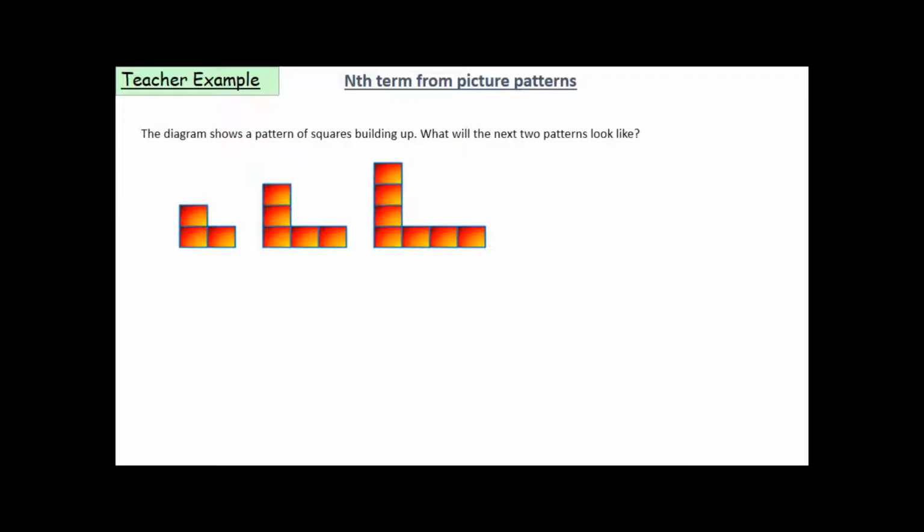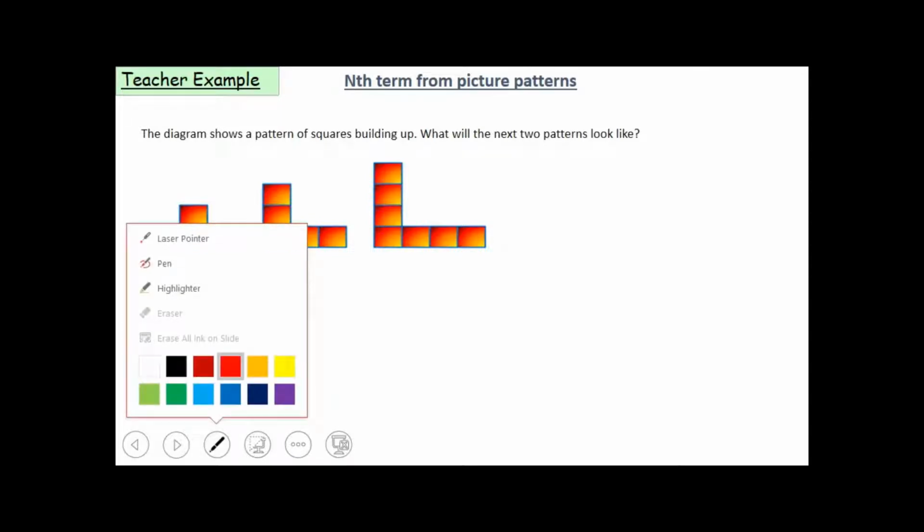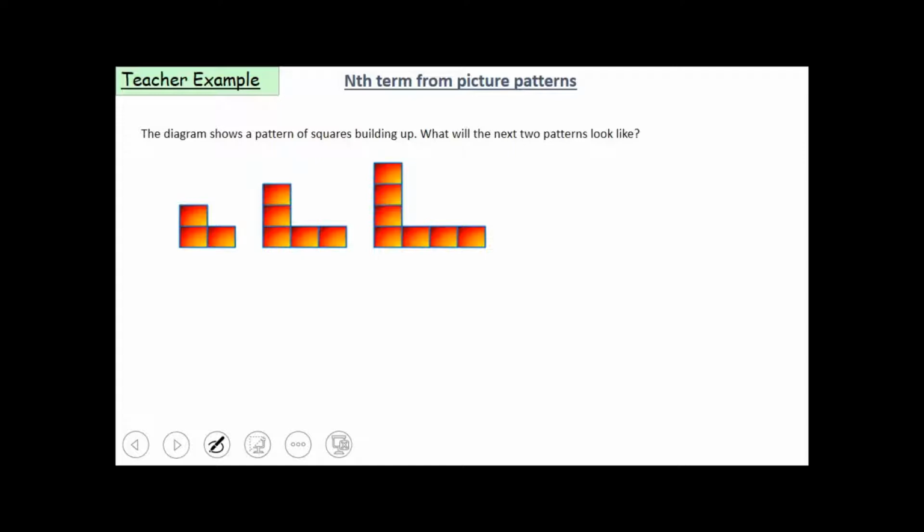As I mentioned, it's only a one or two mark question, but we need to try and get these questions correct. So, for example, on the first one, these are squares up here, so you've got two squares across and two squares going up. The next one, if you look carefully, you've got three squares going across and three squares going up. The third one, you've got four squares going across and four squares going up.